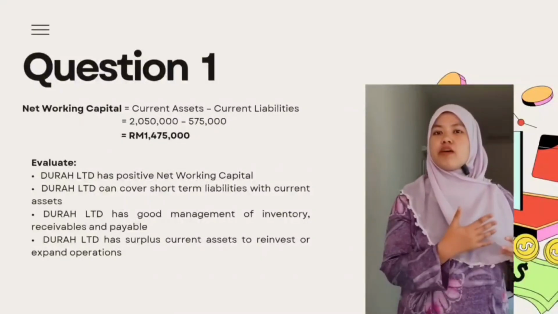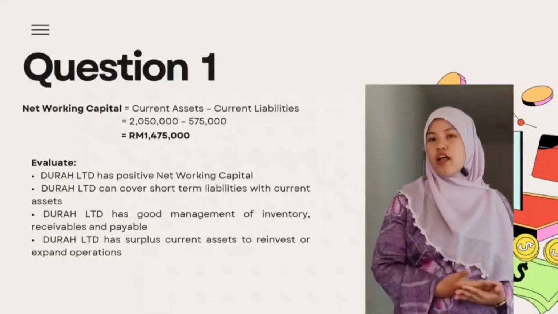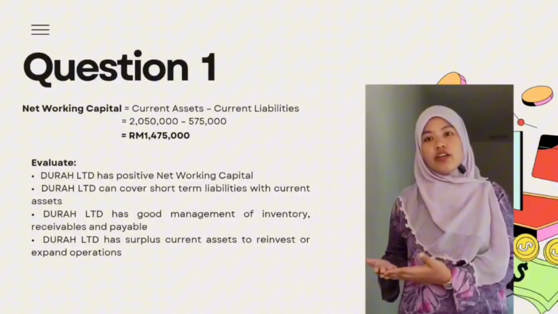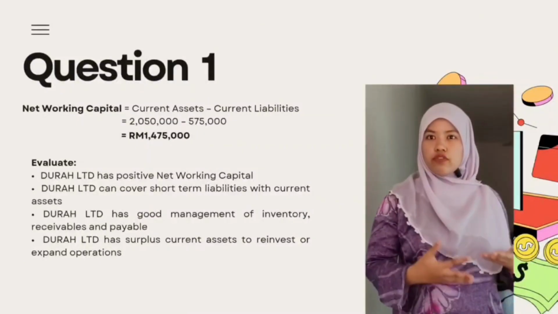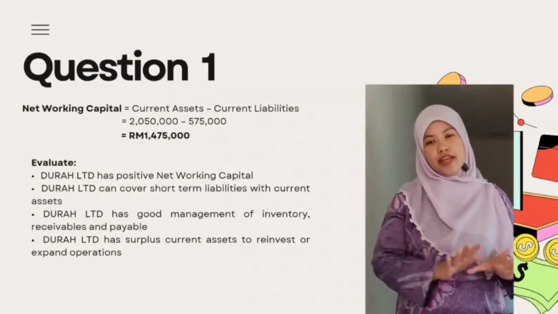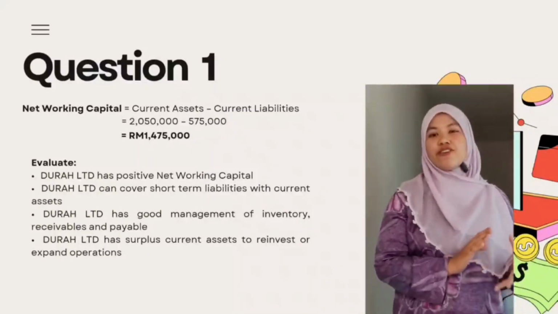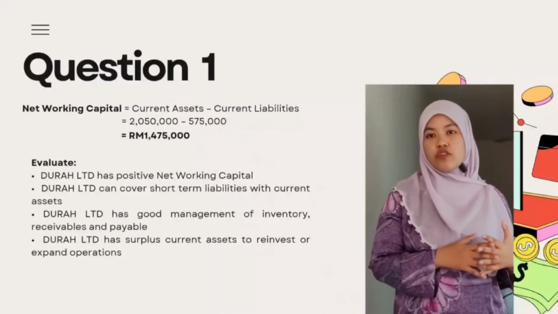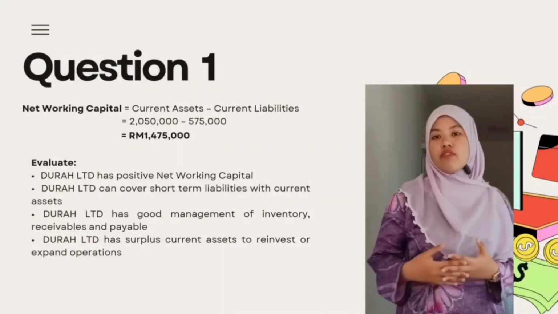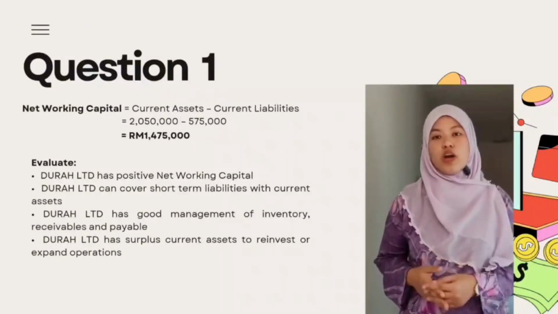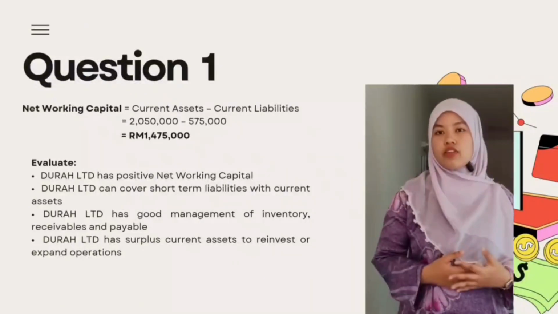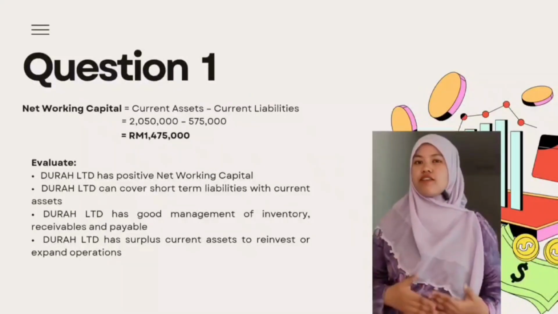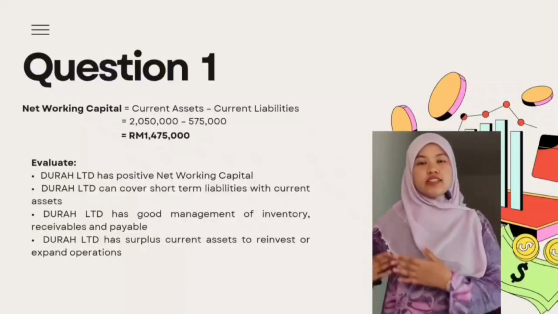The last one in liquidity ratios is net working capital, or NWC. Net working capital is a measure of a company's short-term financial health and operational efficiency. It shows the difference between current assets and current liabilities. The formula for net working capital is current assets minus current liabilities. For Dura Ltd, we need to minus 2,050,000 with 575,000, and we got the final answer of RM1,475,000.